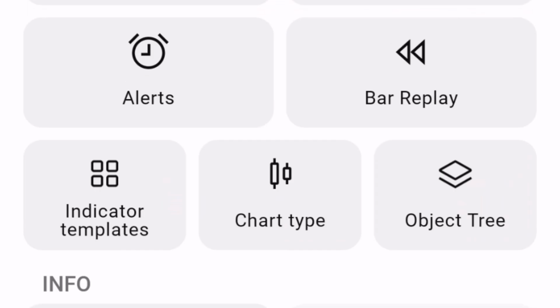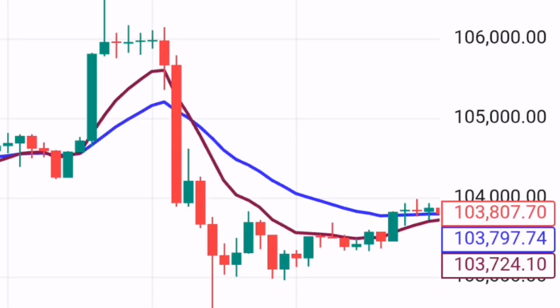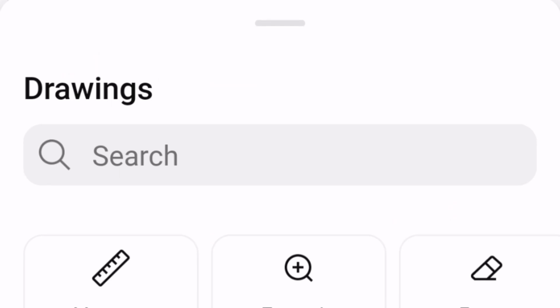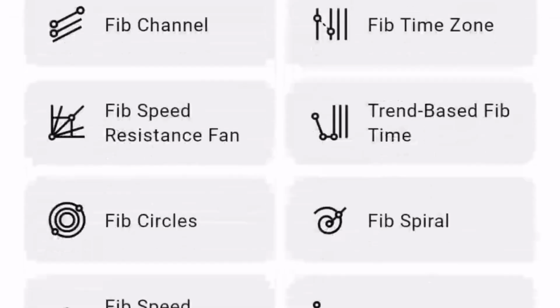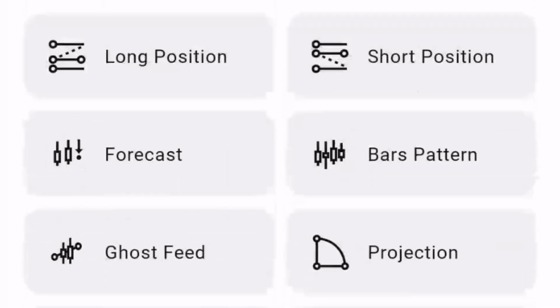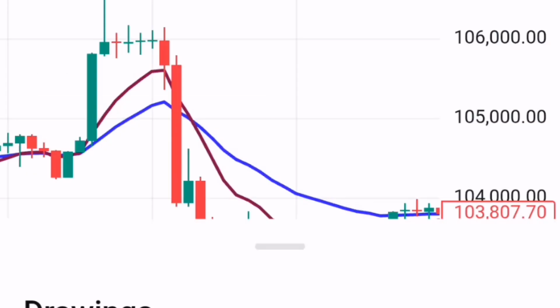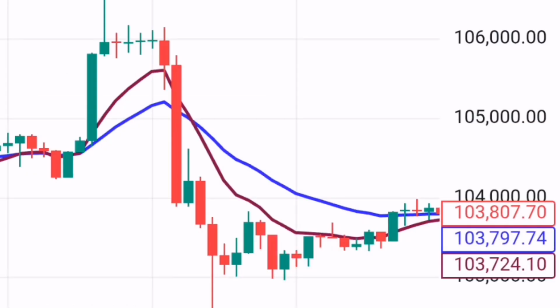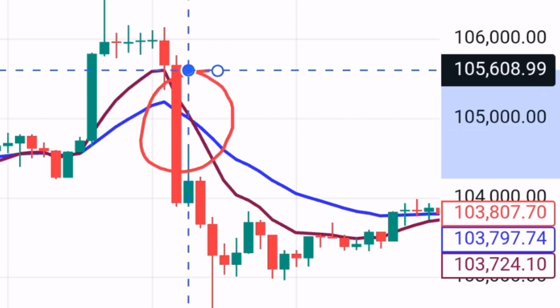Why RSI? The RSI is a momentum oscillator that measures the speed and change of price movements, typically over 14 periods. RSI values range from 0 to 100. Above 50 indicates bullish momentum. Below 50 indicates bearish momentum. By confirming our EMA crossover signal with RSI, we reduce false entries and improve trade accuracy.